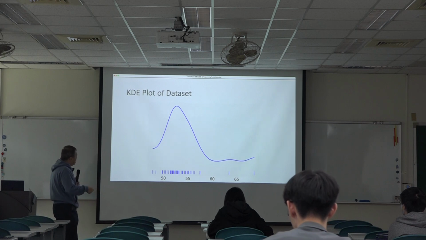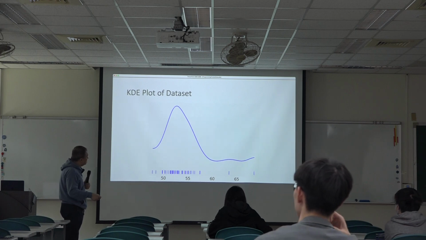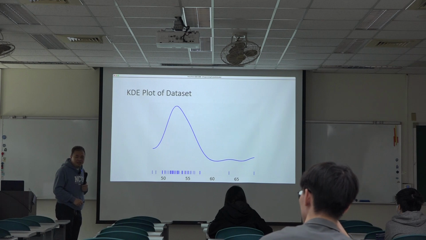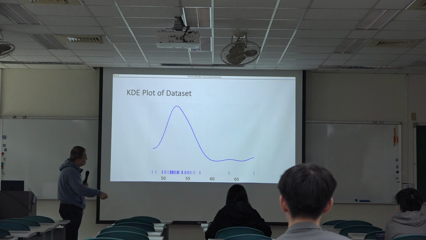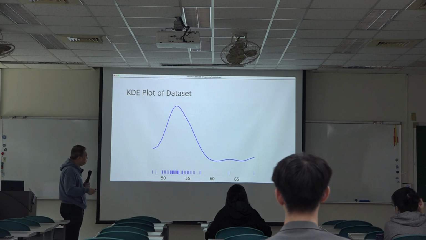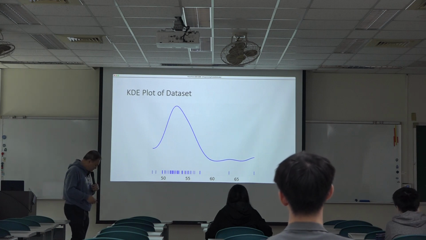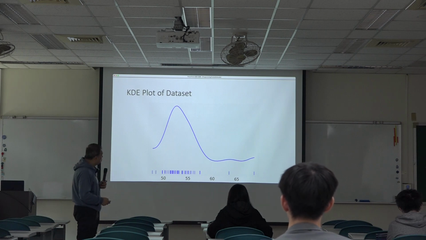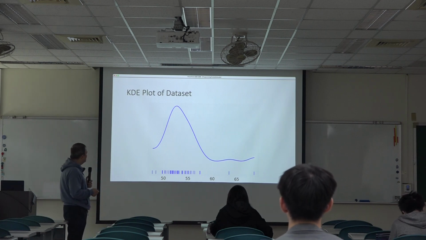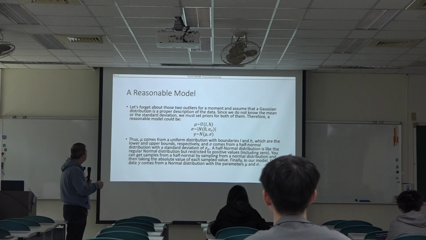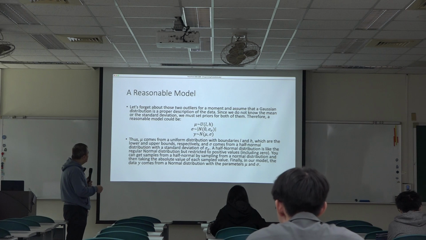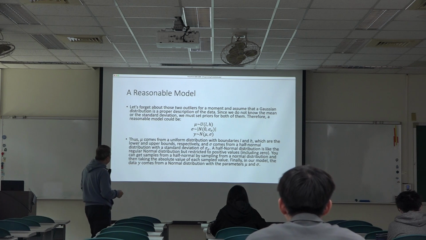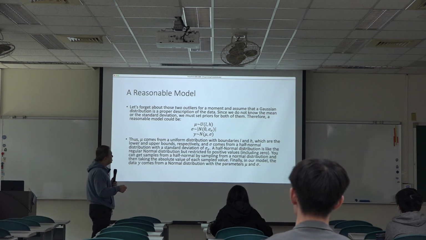So this shape looks Gaussian enough, right? It looks like a bell shape. Of course, we have some outliers, two outliers out there, but it's not too far away from Gaussian. So we can model this. Let's forget about the two outliers for a moment, and we assume the Gaussian distribution is a proper description of the data.